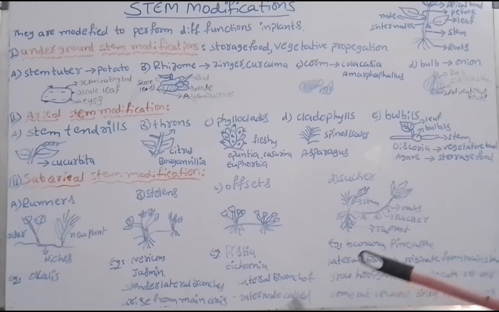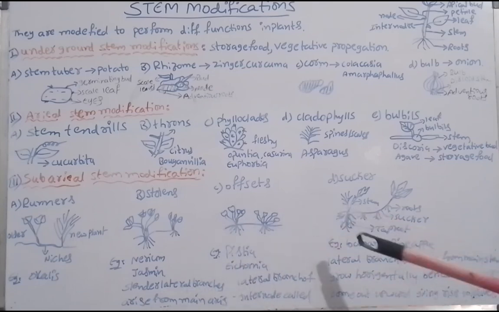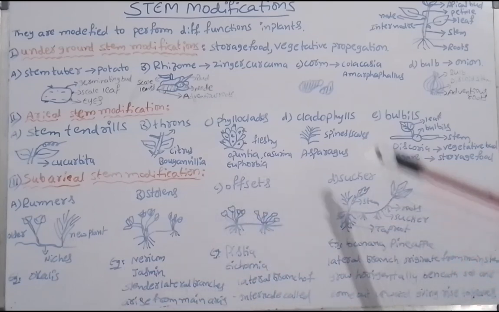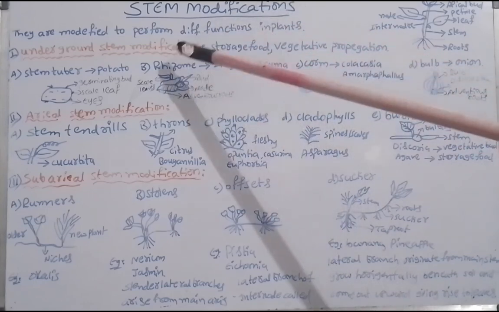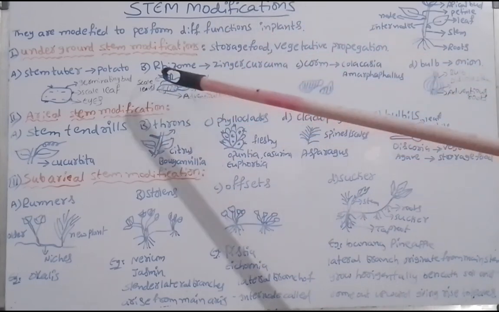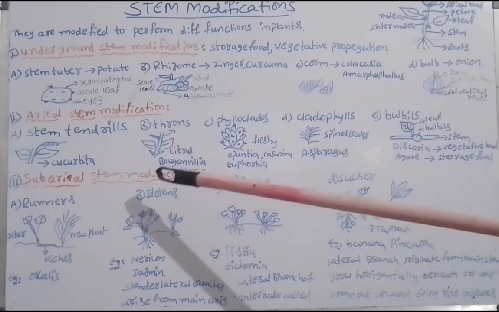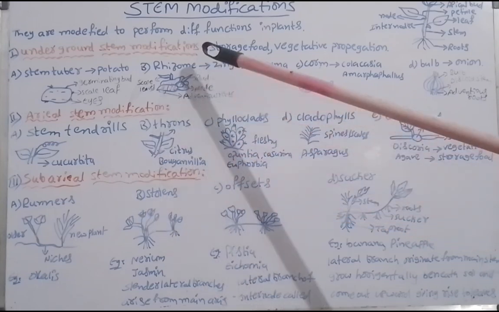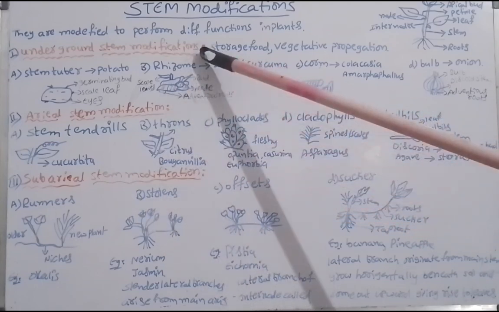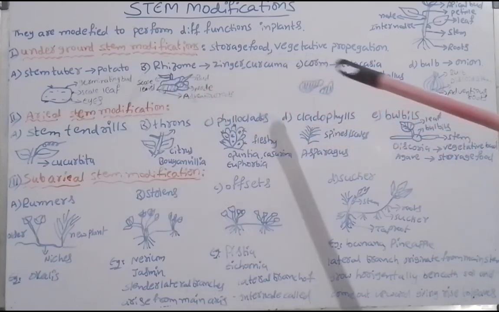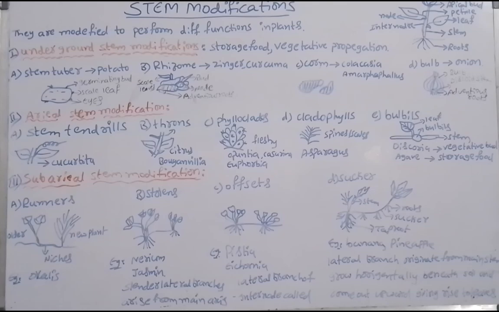All these subaerial stem modifications are also used in vegetative propagation. This is the stem modification: underground stem modification, aerial stem modification, subaerial stem modifications are 3 major types. In these, subtypes are there. So this is the stem modification. Okay, thank you.